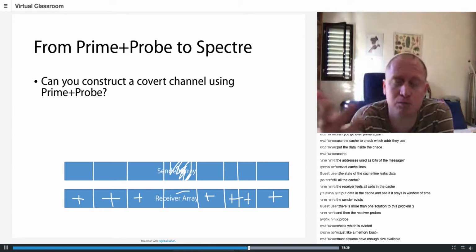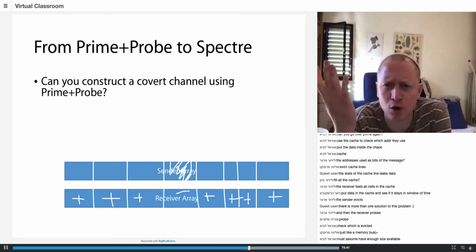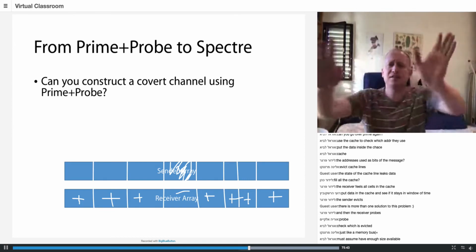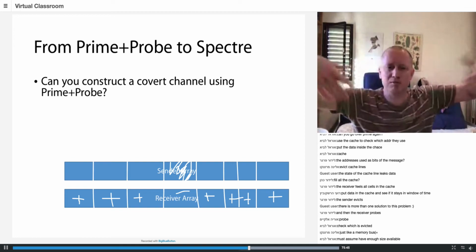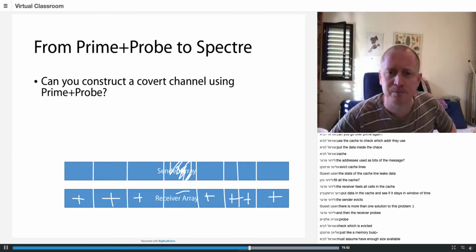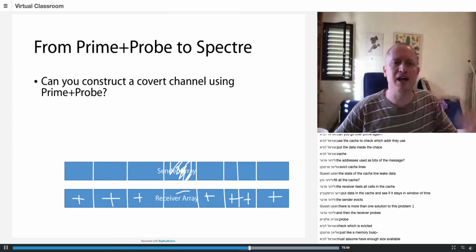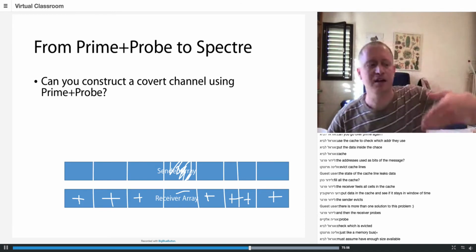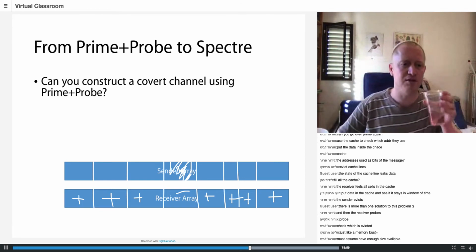Yeah, there are lots of things which need to work before this is done. This is in theory, and that is the difference between theory and practice. But who wants me to explain this again? Who wants me to explain the covert channel again? How do I send data using prime and probe between the sender and the receiver? Because we need this for Spectre.